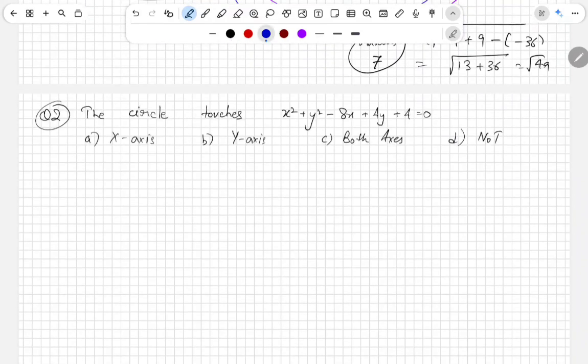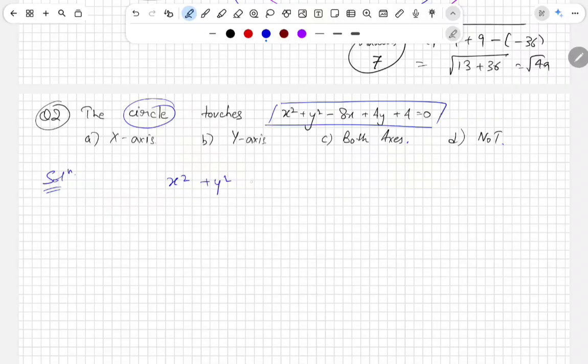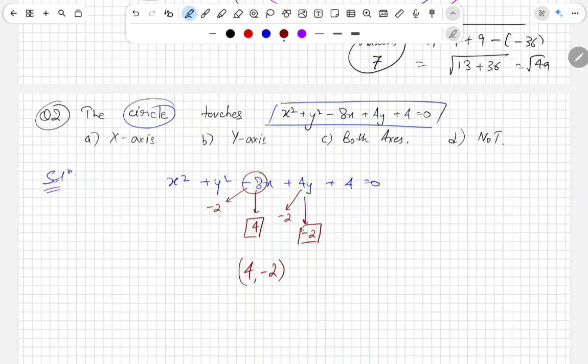So now we have a beautiful question. The circle whose equation is given touches the x-axis, y-axis, both the axes, or none of these. So if I have to check for this, I'll quickly write down the equation of the circle first. That is x square plus y square minus 8x plus 4y plus 4 equals to 0. And as I just taught you in the previous question, split -8 into two parts. One part is -2, other part will be 4. -2 into 4 is -8. Now take out -2, other part will be -2. So one is 4, other is -2. So coordinates of center will be 4, -2.